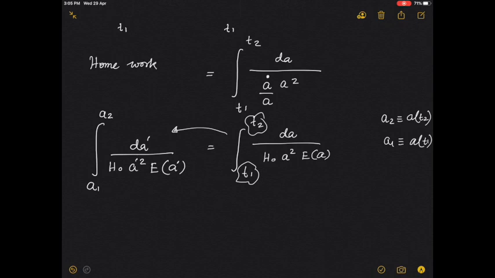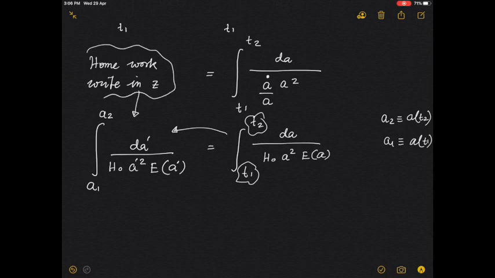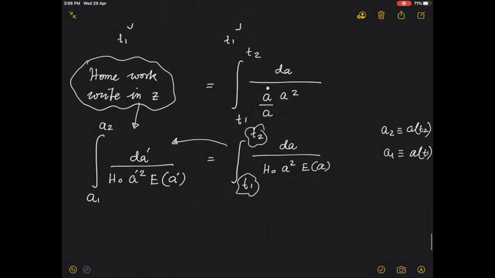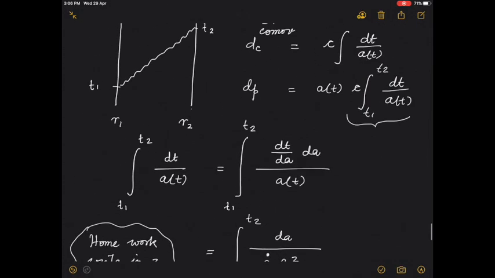So your homework is to write this integral in terms of z, redshift. That you can do by changing a to z, and you know how a is related to z. So once I have this, that is the integral that we have evaluated.